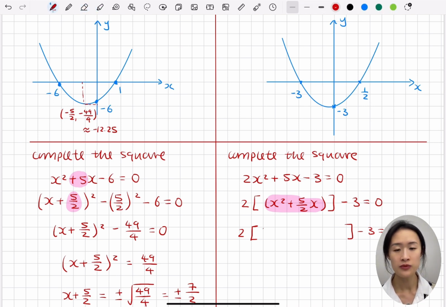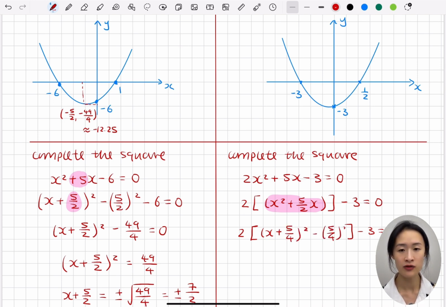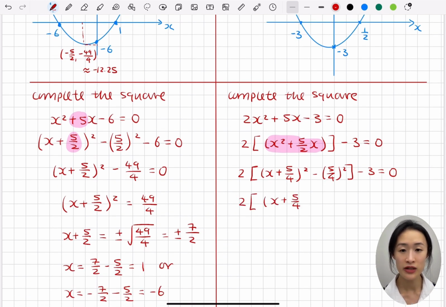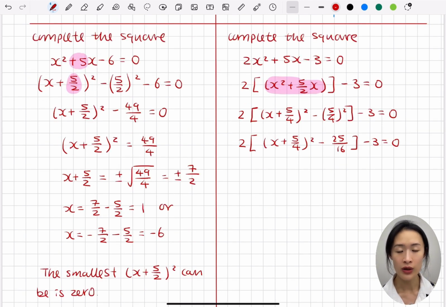Similarly, I'm going to halve my b value, and then that will be 5 over 4. Take away 5 over 4 squared because that will be the extra term I have from expanding the brackets. By collecting the like terms, I have negative 25 over 16. So now what I need to do is to expand the bracket. So I will need to multiply x plus 5 over 4 squared by 2, and also negative 25 over 16 by 2. By further simplifying my equation, what I have here is 2 lots of x plus 5 over 4 squared, take away 49 over 8 equals 0.